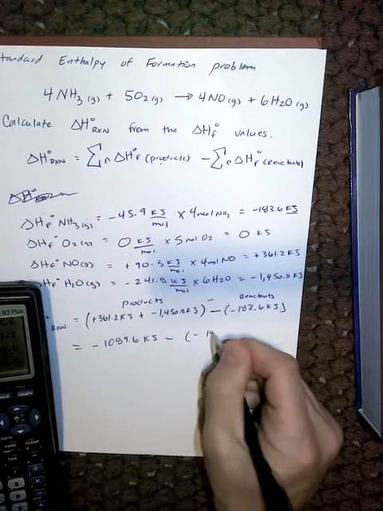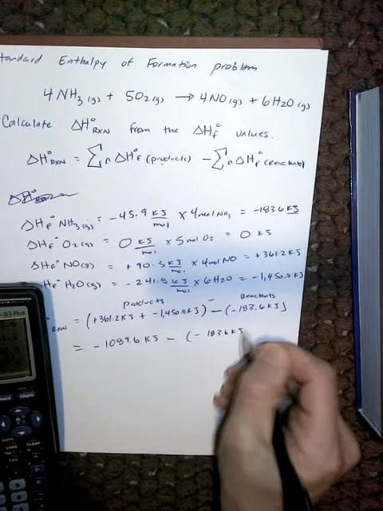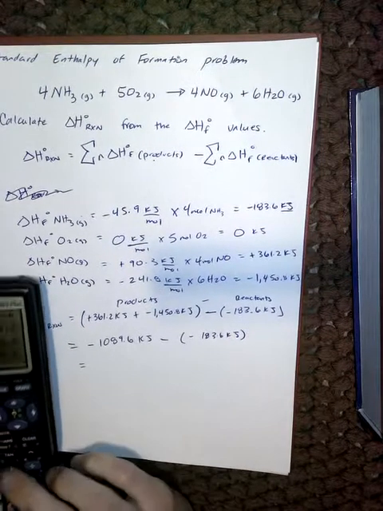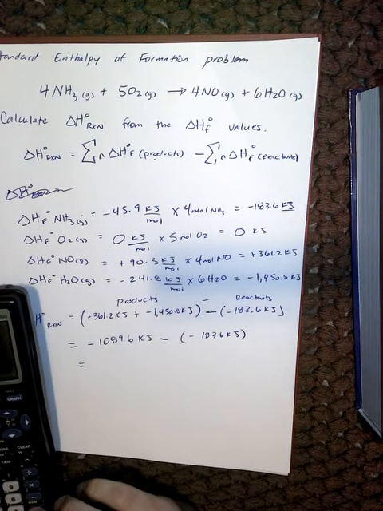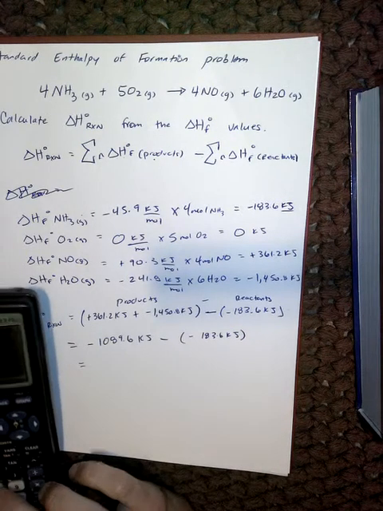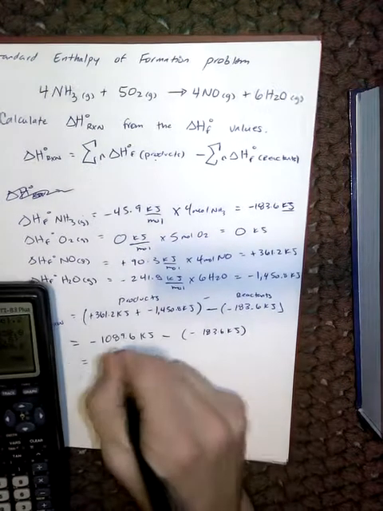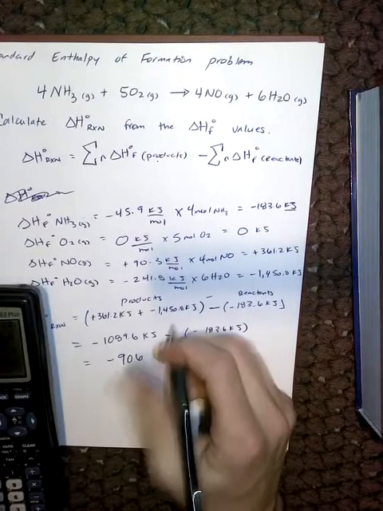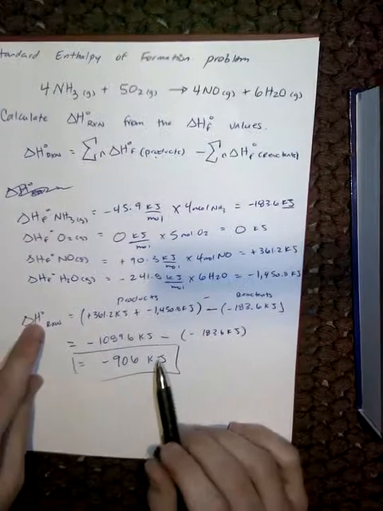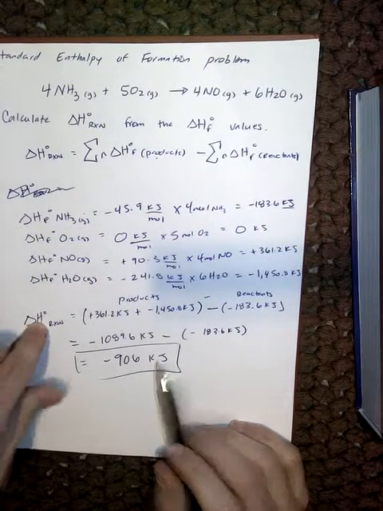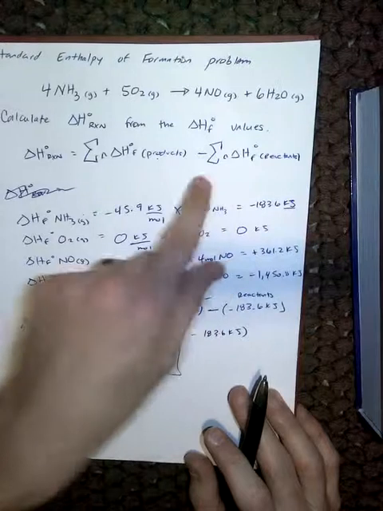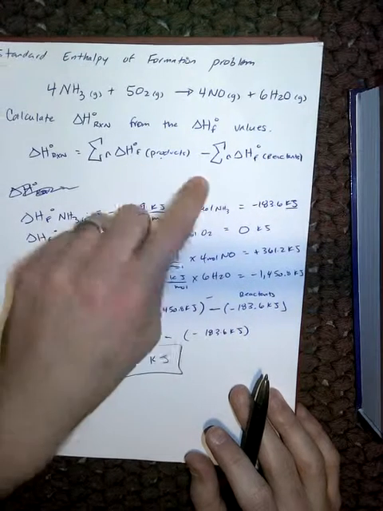Minus negative 183.6. Subtracting a negative number means adding, right? So just be careful when you're putting all this together. That's why I'm doing it in steps. And I finally get negative 906 kilojoules as my answer. So again, what is this? This is the delta H of a reaction using this equation for the standard enthalpy of formation of all the products, subtracting away the reactants.